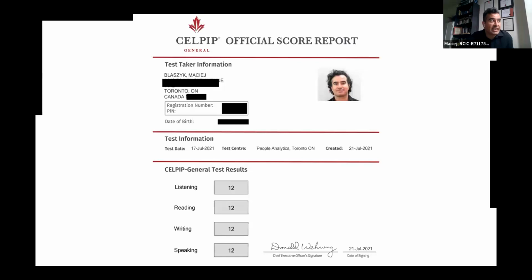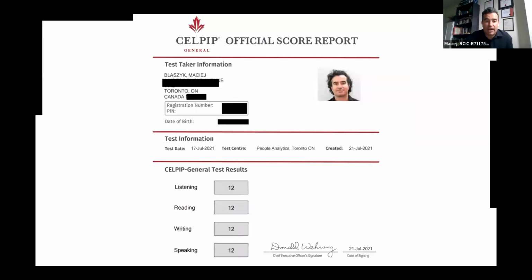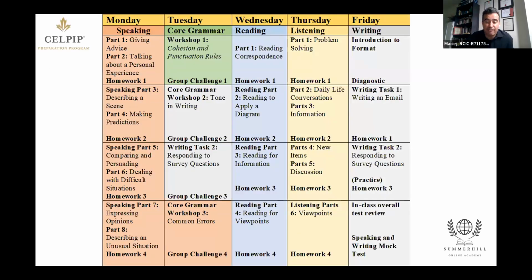I have also taken this exam. So I am a regulated Canadian immigration consultant. So I have to take this exam. This is the exam I chose. I really was happy with my results of my exam. I did get a perfect score. I would have to say that after taking the exam, I did feel like I've learned a lot. I have been teaching IELTS for years and years and years. But again, I did take the CELPIP and I designed a four-week, very intensive CELPIP preparation program.